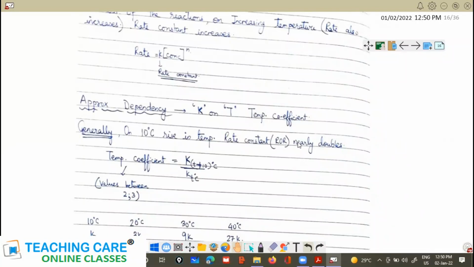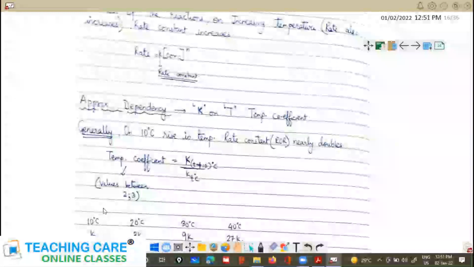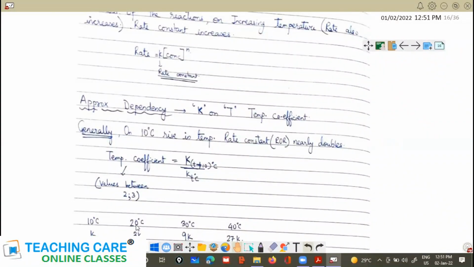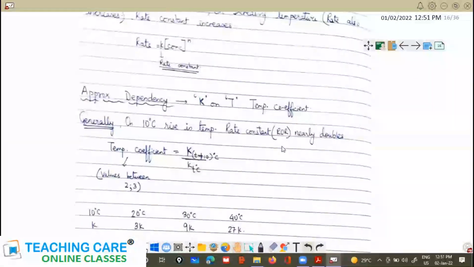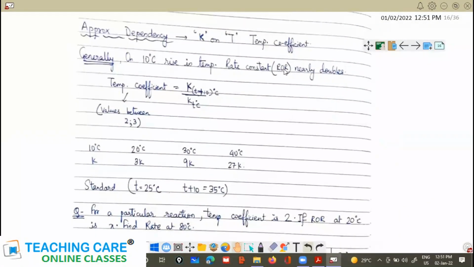Means if I increase my temperature by 10 degrees, the reaction rate increased 2 times, right? So the temperature coefficient is equal to K at T plus 10 degrees upon K at T degrees, right? That is, increased by 10 degrees. So at the start it will remain as K. But when I increase it by 10 more degrees, it will become 3K. 10 more, it will be doubled, 9K. If I double this, it will be 27K. And so on, as per the practical approach.